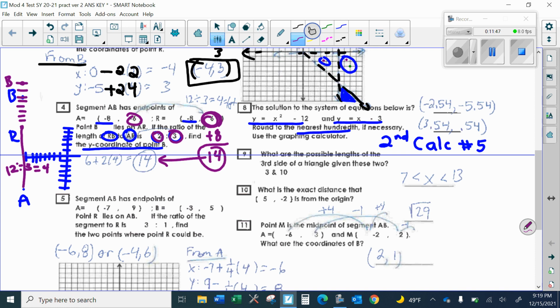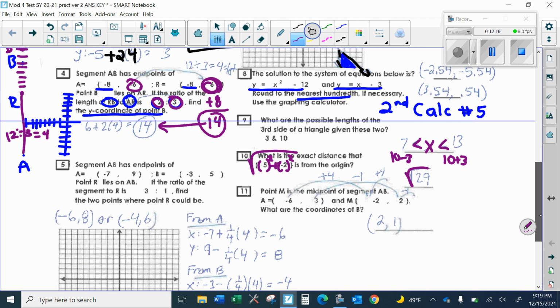Number 9, what are the possible lengths of the third side of a triangle given these two? Remember, all you have to do, you got to have x in the middle. So x is greater than, you do 10 minus 3 to get the smaller one, and 10 plus 3 to get the larger one. So it's got to be between 7 and 13. What's the exact distance from the origin? That's very simple. Anytime it's from the origin, you can just square each of these numbers and add them together and put it underneath the square root. So 25 plus 4 is 29, square root of 29. Boom, done.